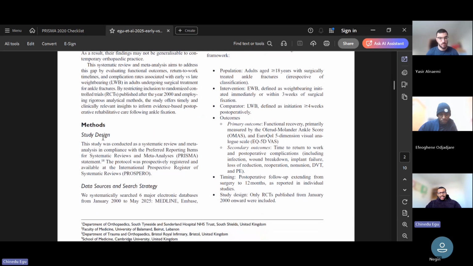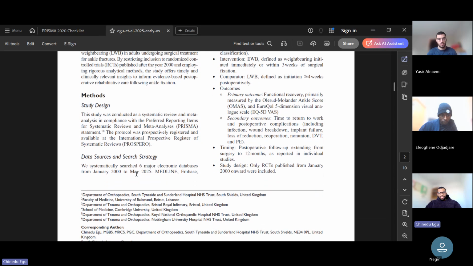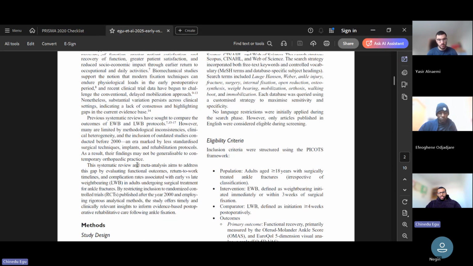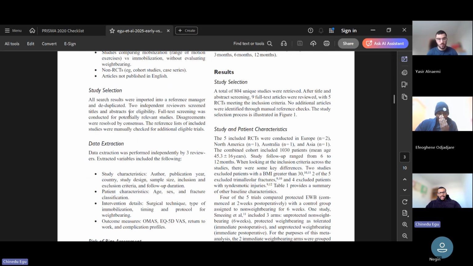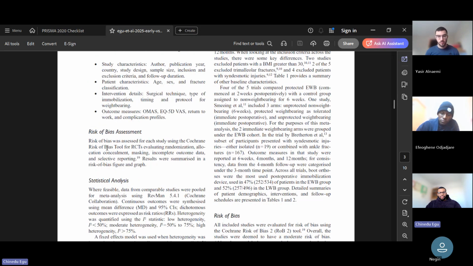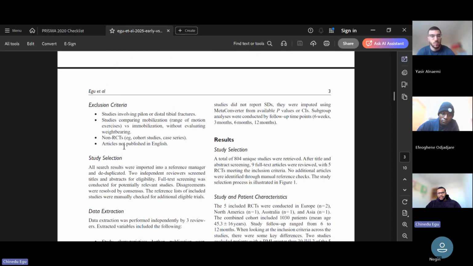The method, study design, and just like I was talking about, this study was conducted as a systematic review and meta-analysis in compliance with the Preferred Reporting Items for Systematic Review and Meta-Analysis, PRISMA statements. The protocol was prospectively registered and available in PROSPERO, right? So that's it. Your data sources and search strategy, your eligibility criteria, your exclusion criteria, your study selection, your data extraction, risk of bias, statistical analysis. You can see how it's all systematic.